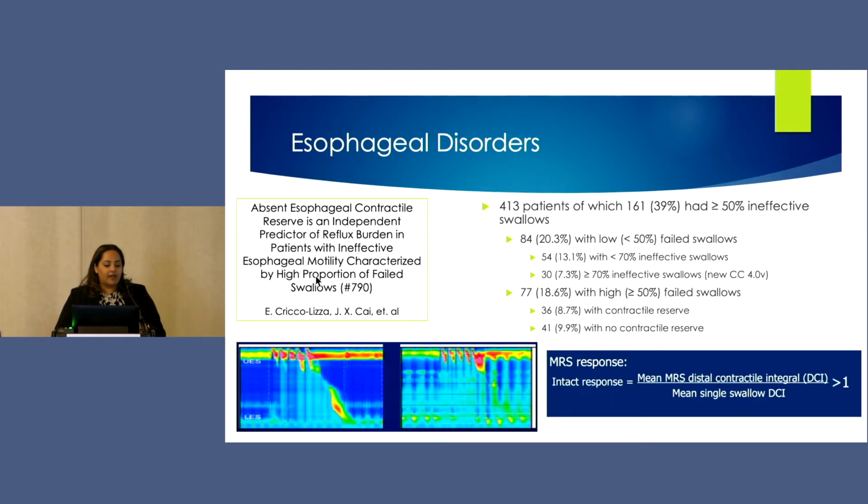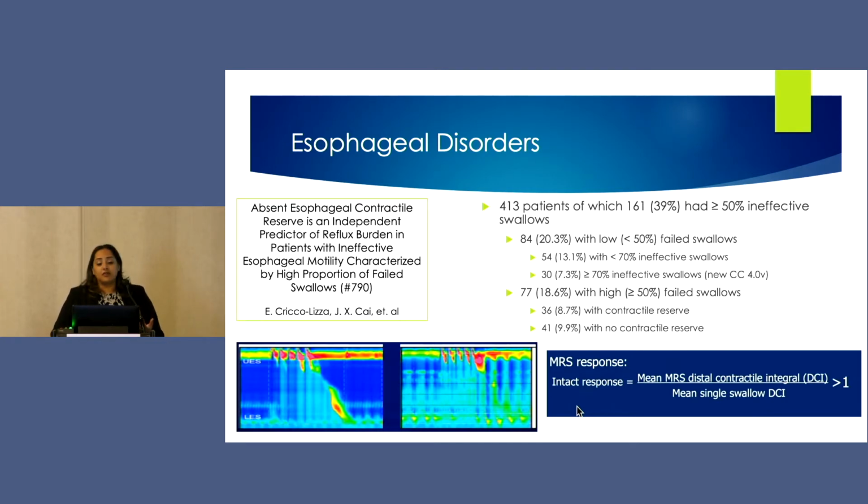So just to give a little background here, when we have patients who have high failed swallows, one of the things that's recommended is to consider doing a multiple rapid swallow evaluation where you have the patient do 5 rapid swallows. And what you're looking for, if you can see here, is basically a vigorous response. And if you have that, that's thought to be an intact contractile reserve versus if you do not have that. And there's actually a mathematical equation that you can use to try to determine if that's actually present or not.